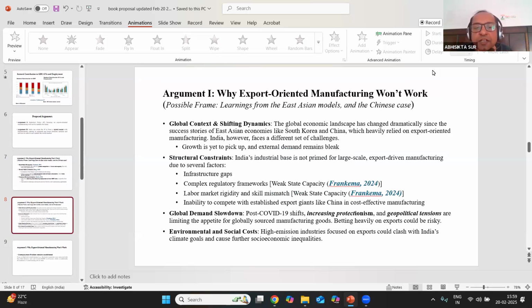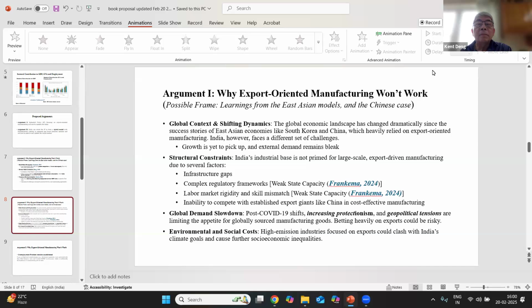We further build on this, sir, with more insights from the 2024 paper on South-South divergence, where we say that infrastructural gaps, labor market rigidity, and the inability to compete cost-effectively with export giants like China could limit the export-oriented manufacturing program that India is trying to take forward. We can add to this argument the global demand slowdown, particularly led by increased protectionism and geopolitical tensions, which are evident in the current context of the world economy.